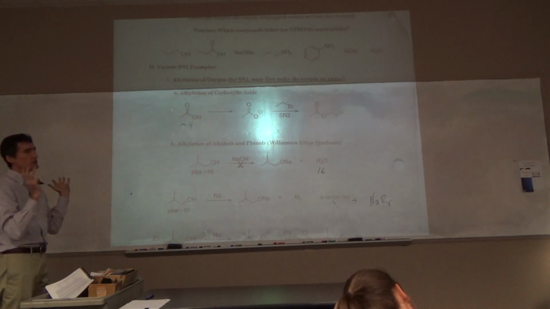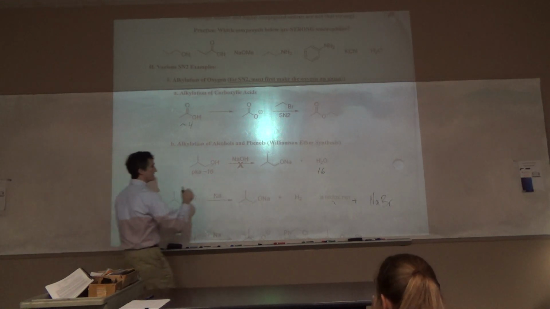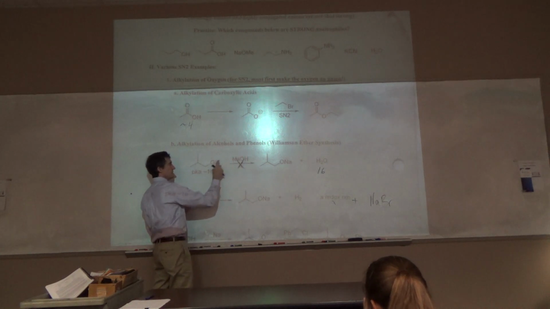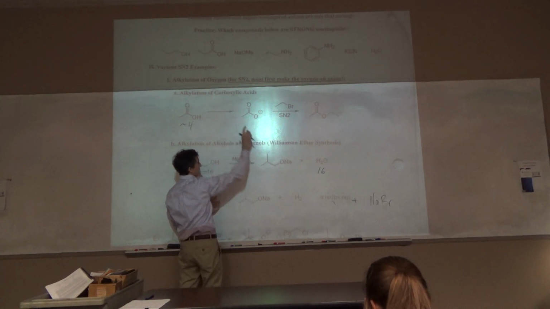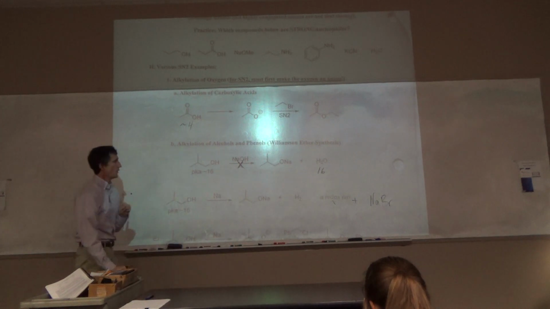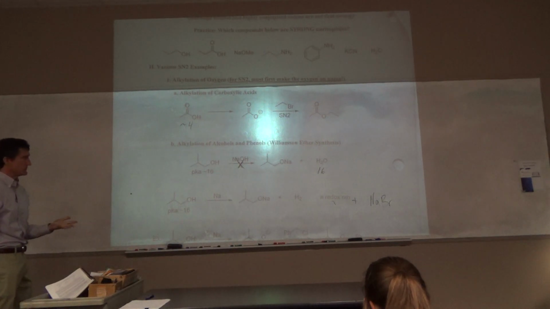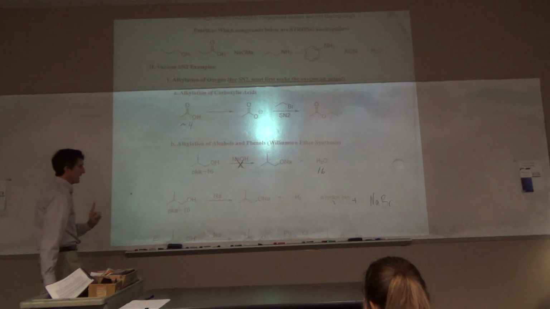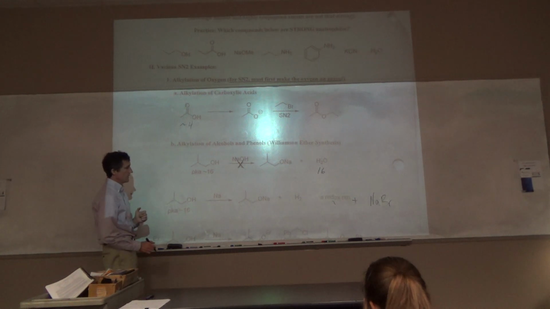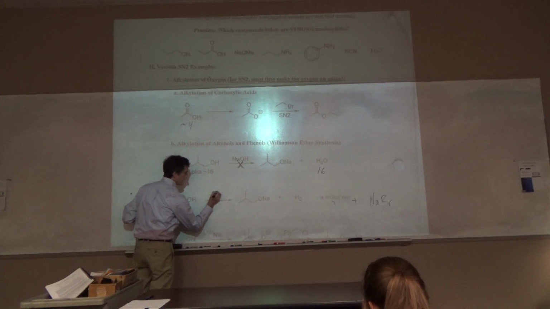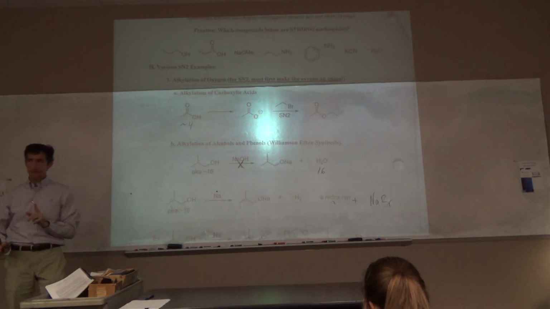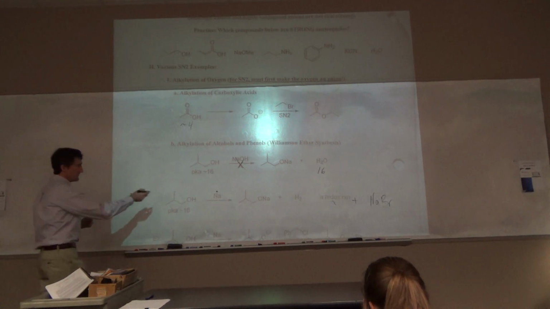16 to 16 is no good. Thus, I'm saying that this base is not strong enough to remove this. It was up there, much more acidic. We need a stronger base or a different base. One thing we can do instead is use sodium metal. Now that's not a classical base. Doesn't even have a lone pair.